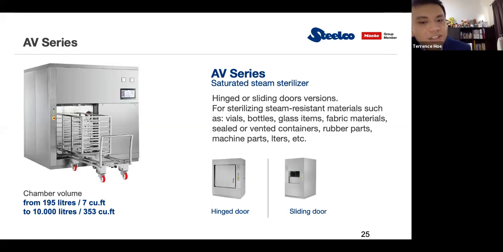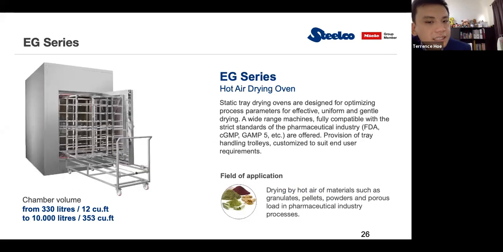The function is for steam resistant material, vials, bottles, glass, fabrics, and garments like lab coats, etc. Also sealed and vented containers, rubber parts and machine parts. Okay, so this is a hot air drying oven, for example for raw material like granulates, pellets, powders, porous loads. More on this type of material, to dry it out before it is used in the manufacturing side.